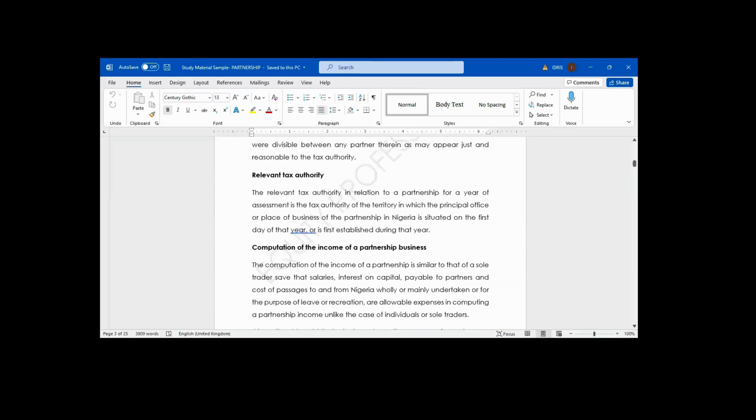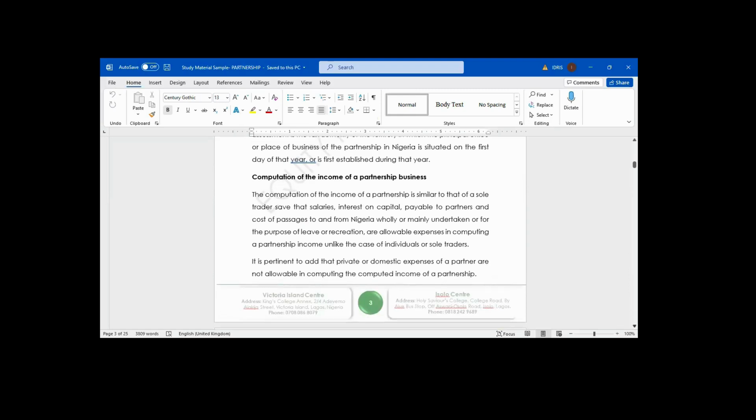If we want to compute the adjusted profit, from the net profit, you are going to add back the disallowable expenses. When you add back the disallowable expenses, you can less your non-taxable income. So you will get your adjusted profit.